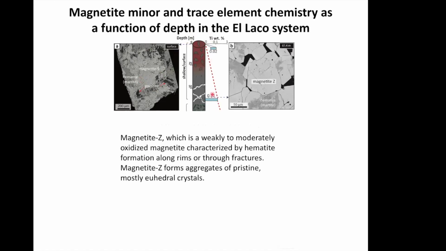If we go a little further, so now we're down here at about 60 meters, you can see that now we've got a second magnetite type, which we label magnetite Z. Magnetite Z is a weakly to moderately oxidized magnetite characterized by hematite formation along rims or through fractures, and we observe it to be aggregates of pristine, mostly euhedral crystals. One of the things I want to highlight here is, as we go from magnetite S at the surface to magnetite Z about 50 to 60 meters below the surface, notice that the titanium concentration increases.